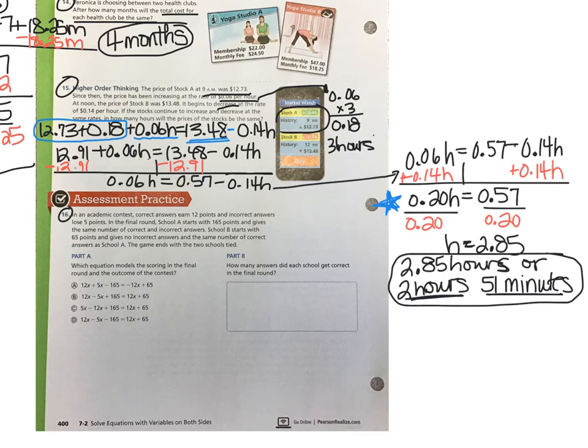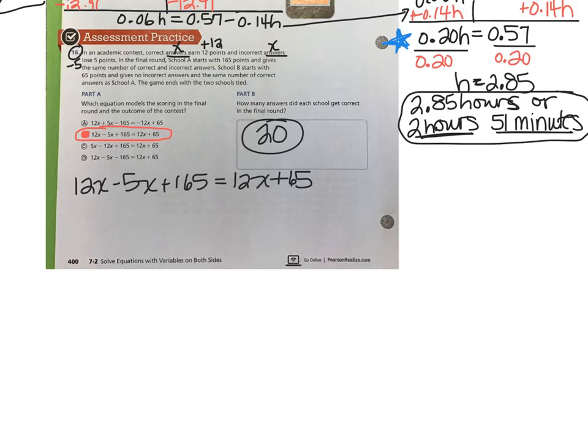Now the last problem we're going to do is number 16. All right, in this problem, B is the correct answer for part A. 12x represents adding the 12 points when the answer was correct, and taking away 5x is representing the losing of 5 points per incorrect answer. And then we're going to put those two things with the 165 points that the team already has.